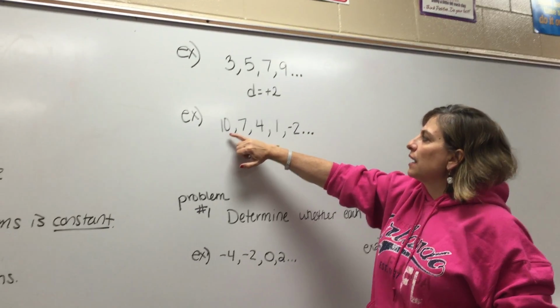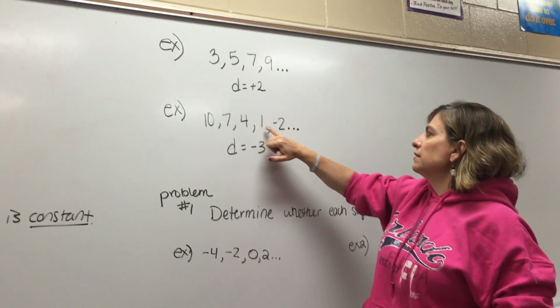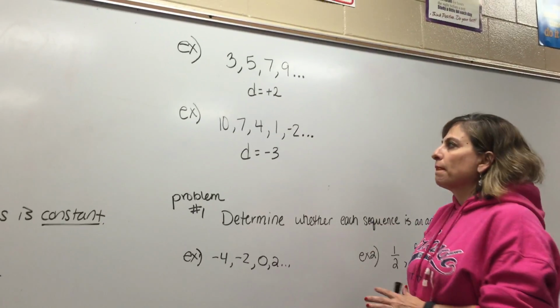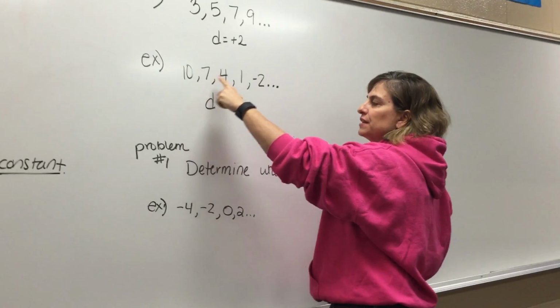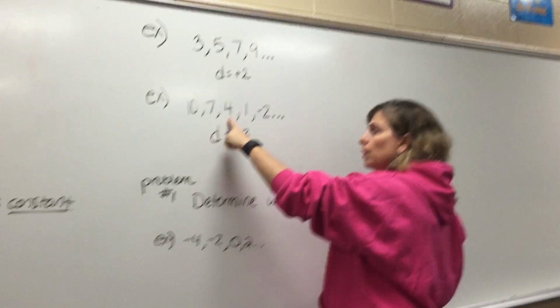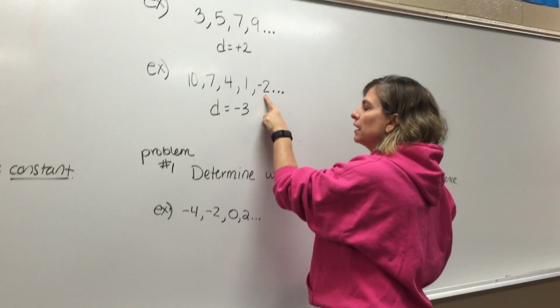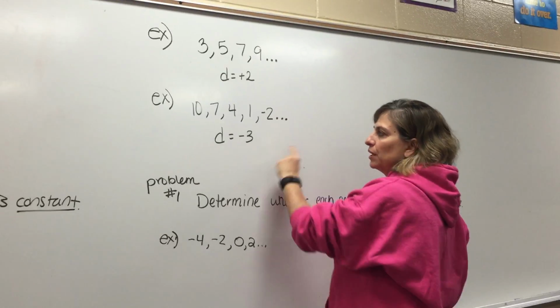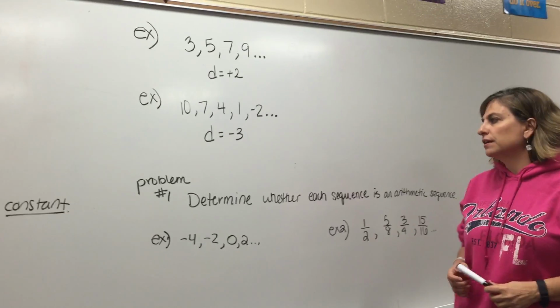In this case, I go from 10 to 7 to 4 to 1 to negative 2. Well, this is my first term. If I subtract 3, I get 7. If I subtract 3, I get 4. If I subtract 3, I get 1. If I subtract 3, I get negative 2. And you keep going on. So the D in this case is negative 3.